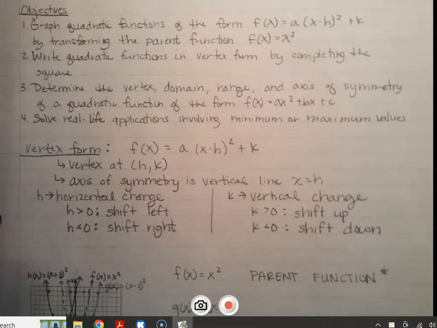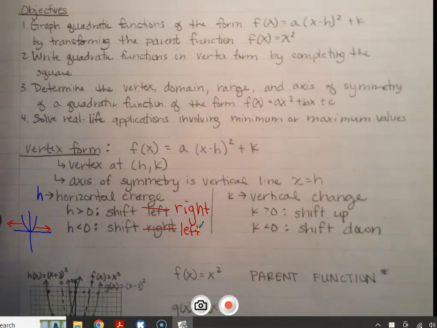The other thing we can learn from vertex form is that h is our horizontal change. If we have our parabola here, we want to know how it's moving side to side. Is it moving left or right from the parent function? That's what h tells us. If h is greater than 0, it shifts right. Sorry, this is backwards, let's make some changes. If h is greater than 0, it shifts right, and if h is less than 0, it shifts left. So make those changes there, please.